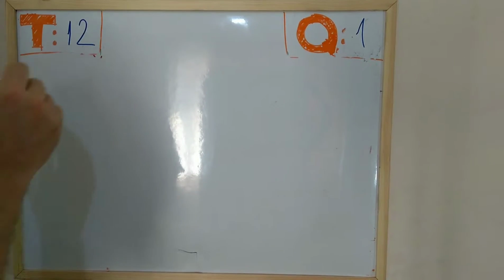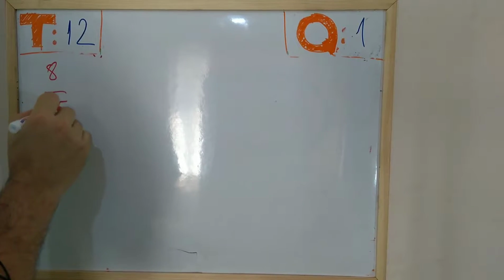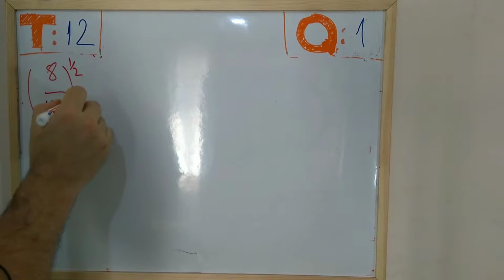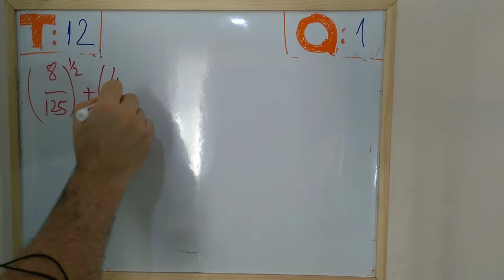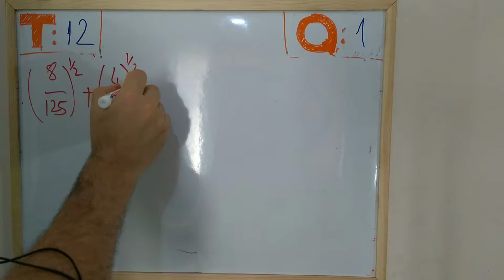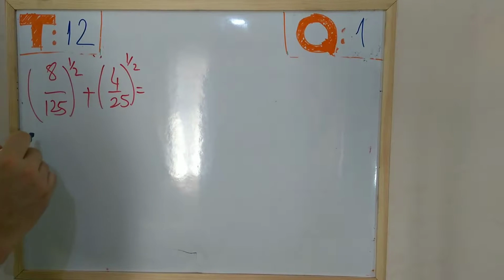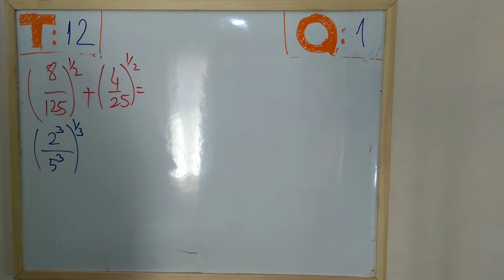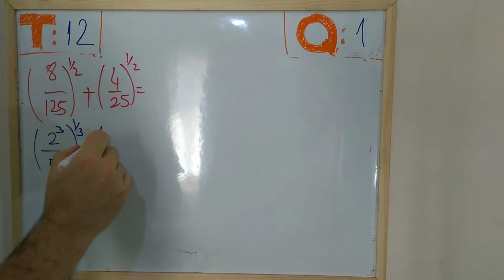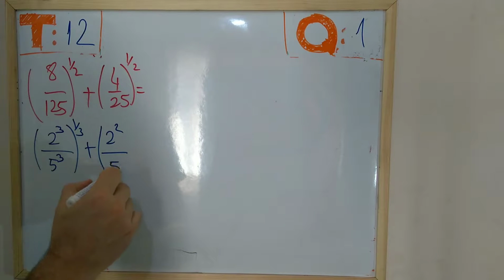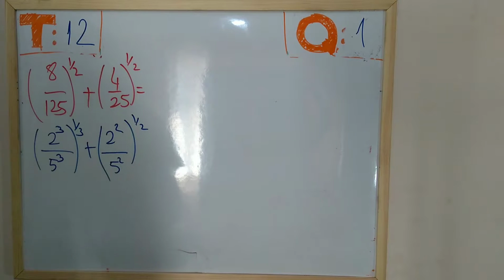Here's the question. (8/125)^(1/3) + (4/25)^(1/2) is equal to what? Now, let's start with getting the powers of these numbers inside. As we already know, 8 is equal to 2 to the power of 3, and 125 is equal to 5 to the power of 3, all to the power of 1 over 3, plus 4 is equal to 2 squared, and 25 is equal to 5 squared, to the power of 1 over 2.